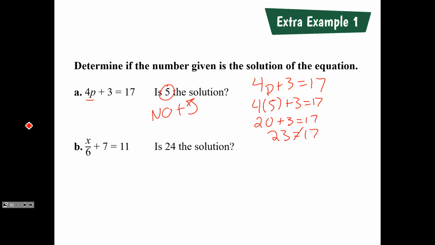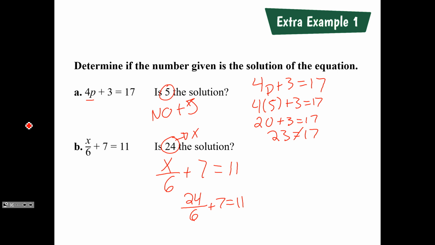So our first step, we're going to write out the equation. We have x over 6 plus 7 equals 11. What are we going to plug in for our variable x? 24, because it's asking us, is that the solution? So we know that this is going to be our x. So when we do that, we have 24 over 6 plus 7 equals 11.